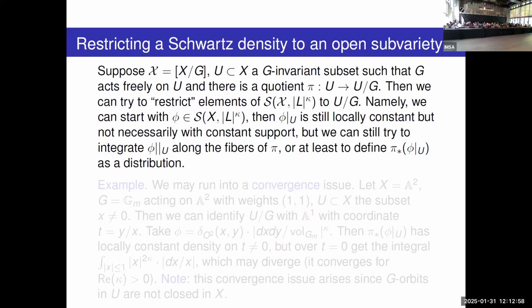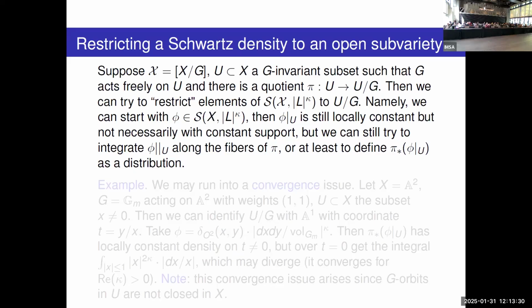Right. So here is the general question one can ask. Suppose you're considering a stack which is a quotient of X by a group G, and suppose you have some nice invariant subset U on which the group acts freely, so that there is actually a geometric quotient. Then it's natural to think that elements of the Schwartz space of the stack will give rise to some functions on the space of orbits, U/G.